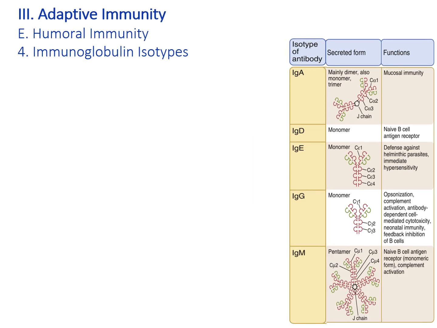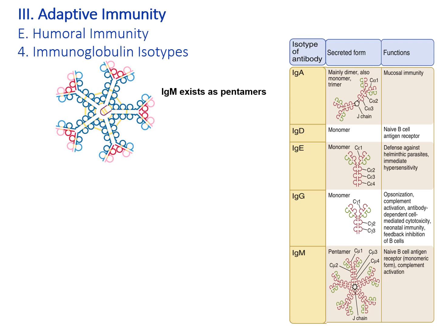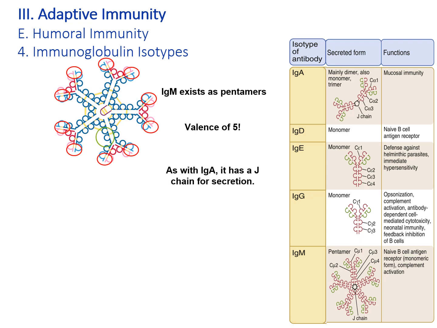And then finally, we have the IgM. This is secreted as a pentamer, and it's the form of antibody that is present in naive B cells. Although it exists as pentamers, the valence is only 5, okay, instead of 10. That's because there is crowding, so it cannot accommodate 10 antigens. As with IgA, it also has a J chain for secretion.